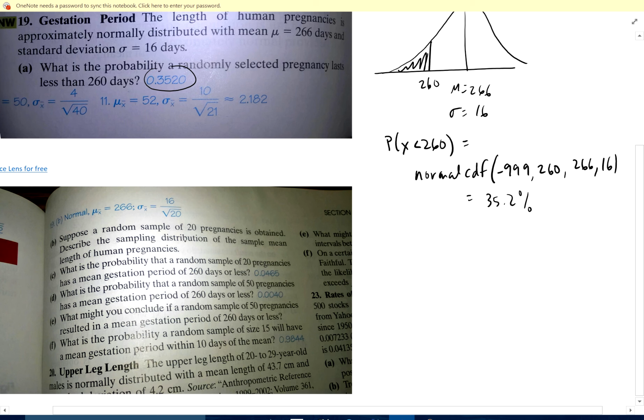B, suppose a random sample of 20. Describe the sampling distribution. Well, if n is 20, since the population is normal, this will be approximately normal. So mu sub x bar is going to be 266. Sigma sub x bar is 16 divided by the square root of 20.